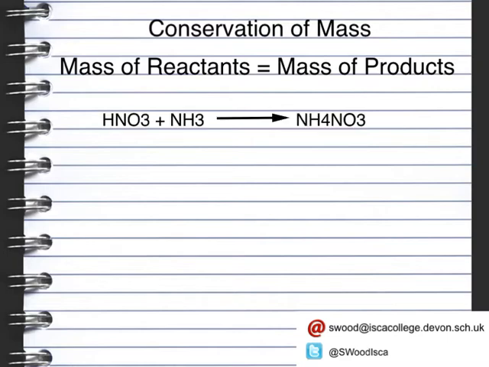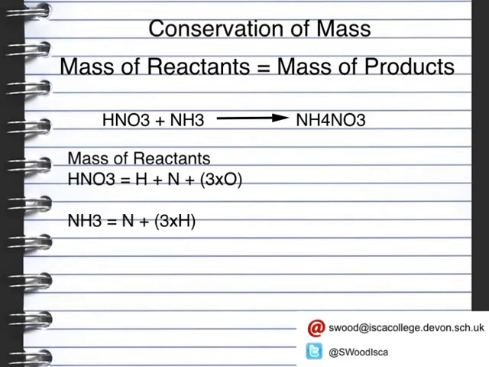Okay, so here we have nitric acid, which is HNO3, reacts with ammonia to make ammonium nitrate, which in our last topic we know is a fertilizer. Now, what we're going to do is calculate the mass of the reactants here and then calculate the mass of the products. Okay, so the mass of our reactants here, HNO3, is 1 H plus the mass of 1 nitrogen plus the mass of 3 oxygens. Then we have ammonia, which here is 1 nitrogen plus the mass of 3 hydrogens.